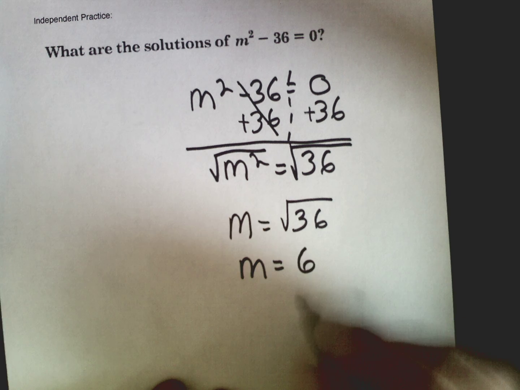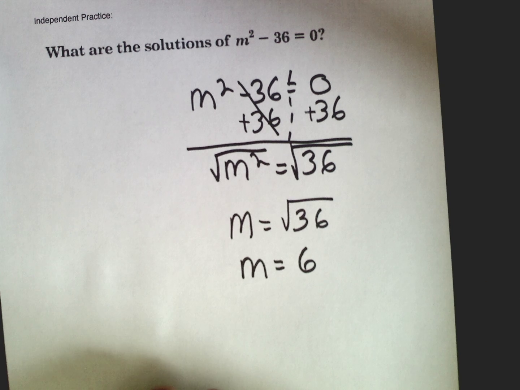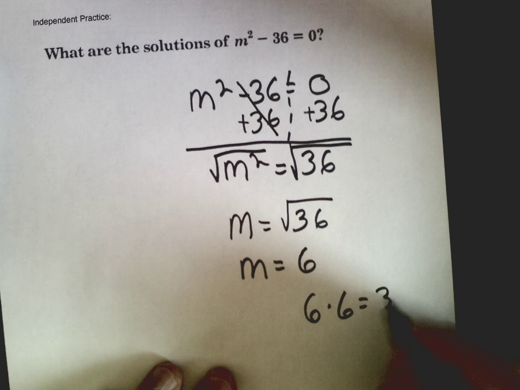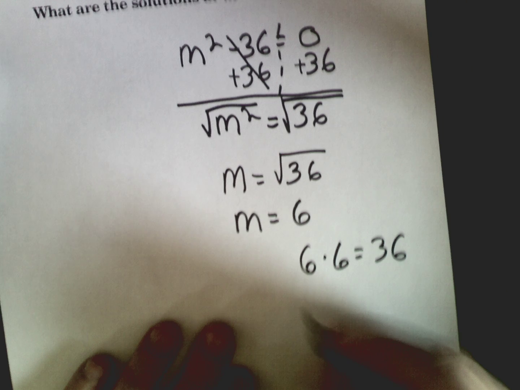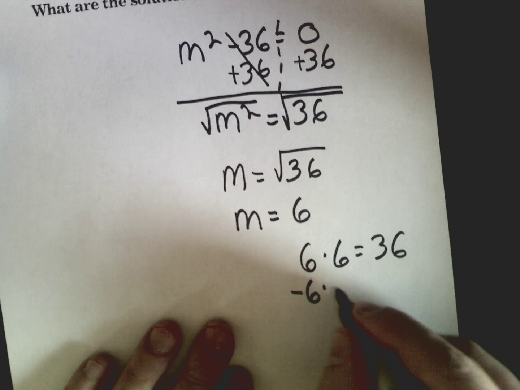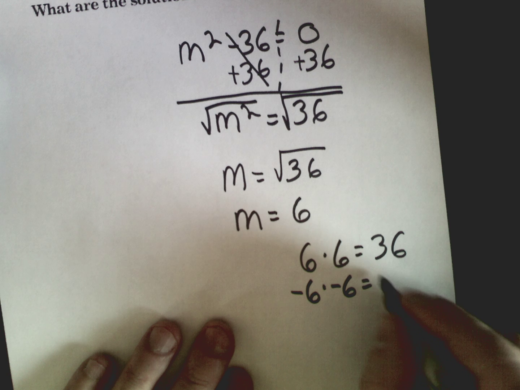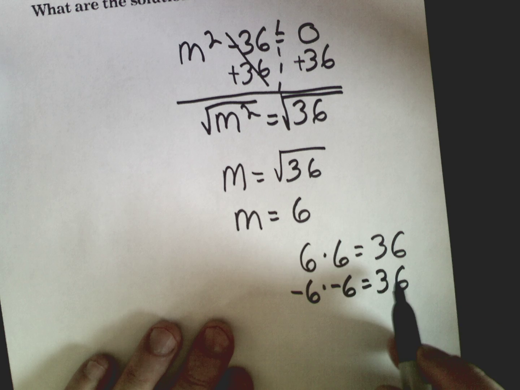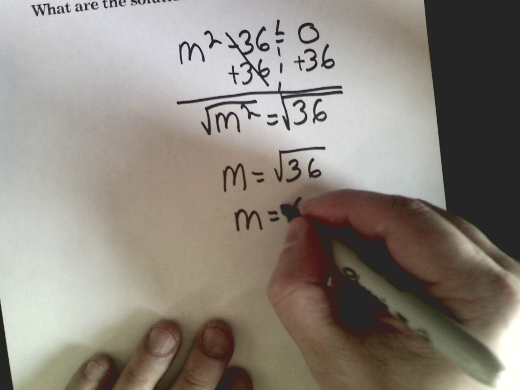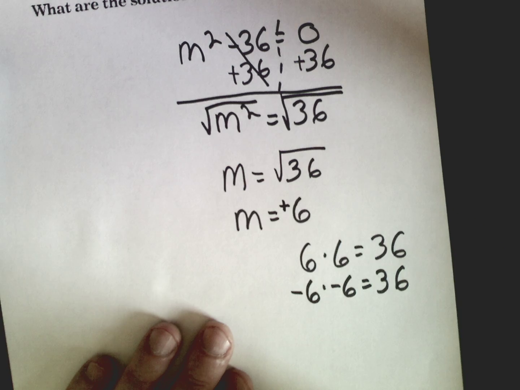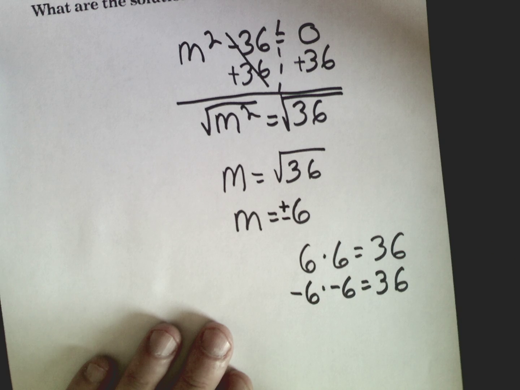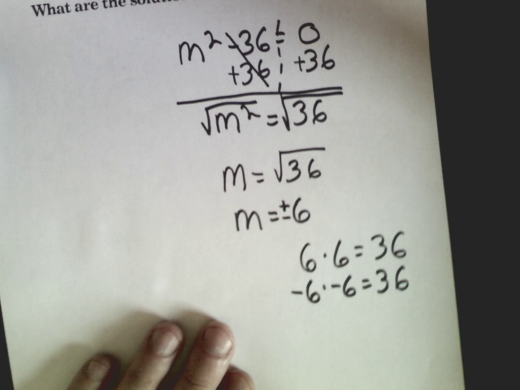We have to remember there's two ways you can get 36 by squaring. I could do 6 times 6, which is 36. But I can also do negative 6 times negative 6. And again, I will get positive 36 because a negative times a negative is a positive. So in order to say what the two solutions are, one has to be positive and one has to be negative. So you use two solutions: positive 6 and negative 6.